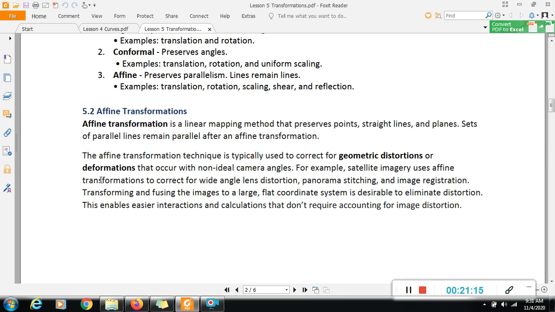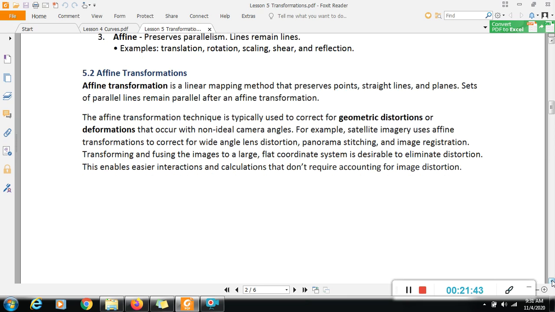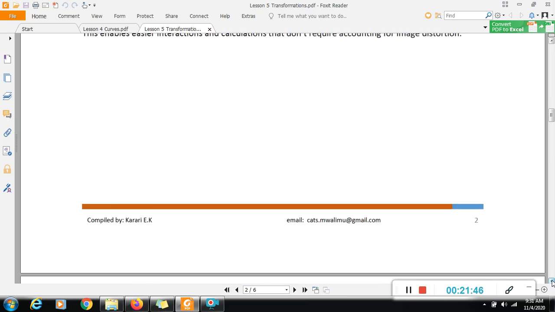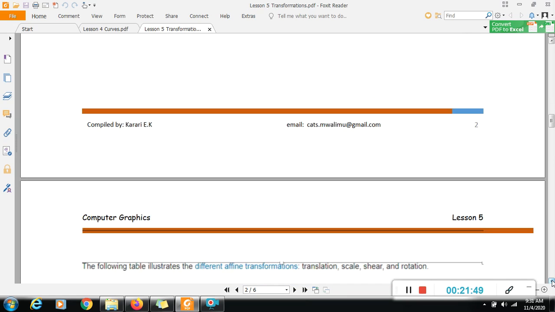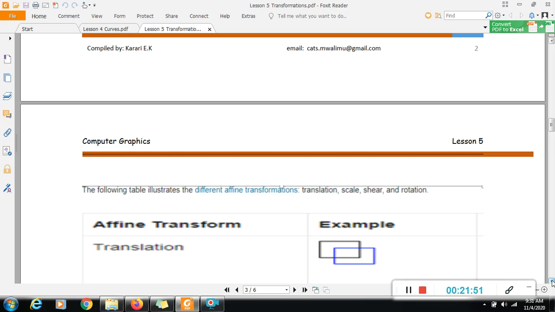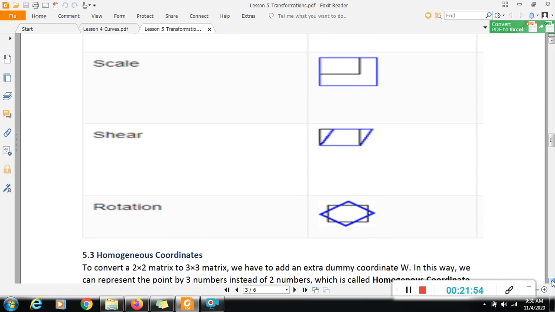So the kind of images we get from these satellites have to be transformed automatically. We get images which are already transformed, to correct for the error that comes with the wide angle lens distortion. These images are transformed and fused to a flat coordinate system, which is desirable to eliminate distortion. It enables easier interaction and calculation that don't require accounting for image distortion. We don't have to do the computation, and probably do a little bit of pan sharpening, which is done using GIS tools. So that's an example of satellite imagery and how affine transformations are used to make corrections. And these are the types of transformations we just discussed.